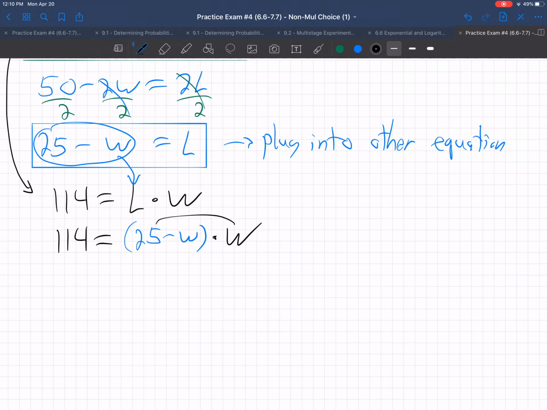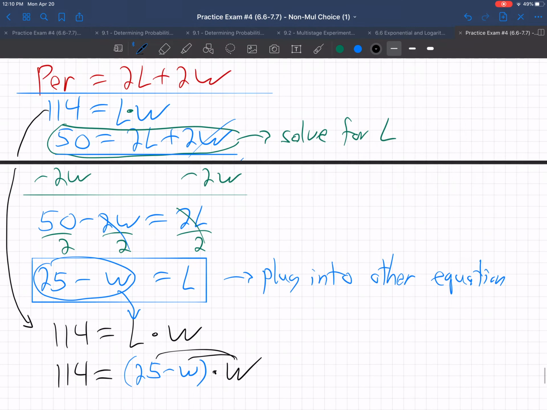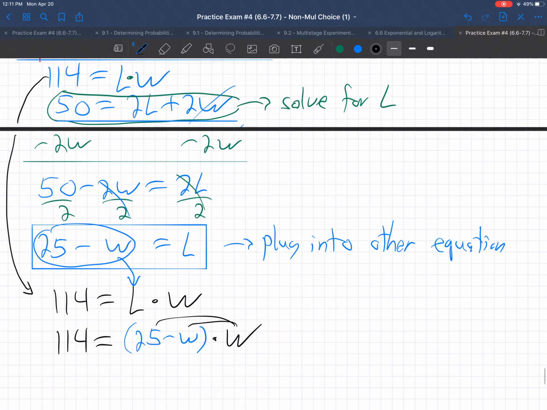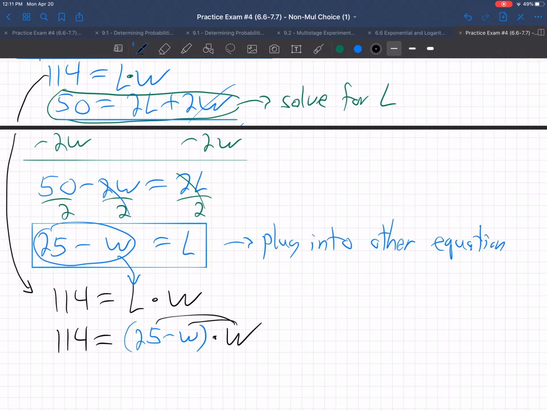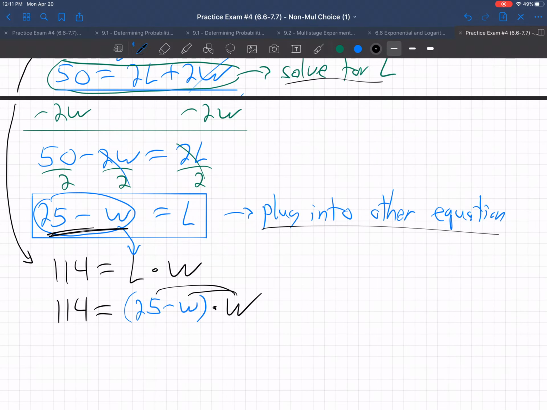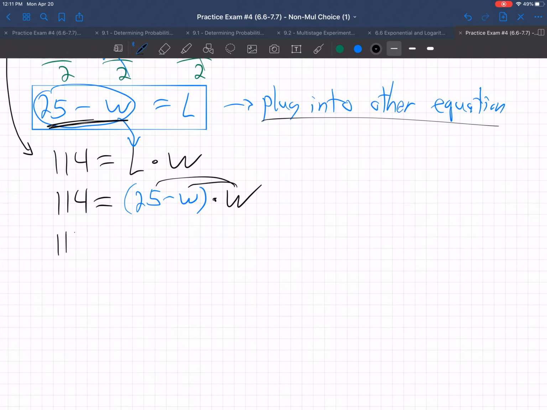Now I can solve for W. Distribute. So what we basically did was a fancy substitution, right? We took these two equations right here. I solved for L in the easier equation where it wouldn't produce fractions, found L, and then plugged that into the other equation. So now, what do we got?